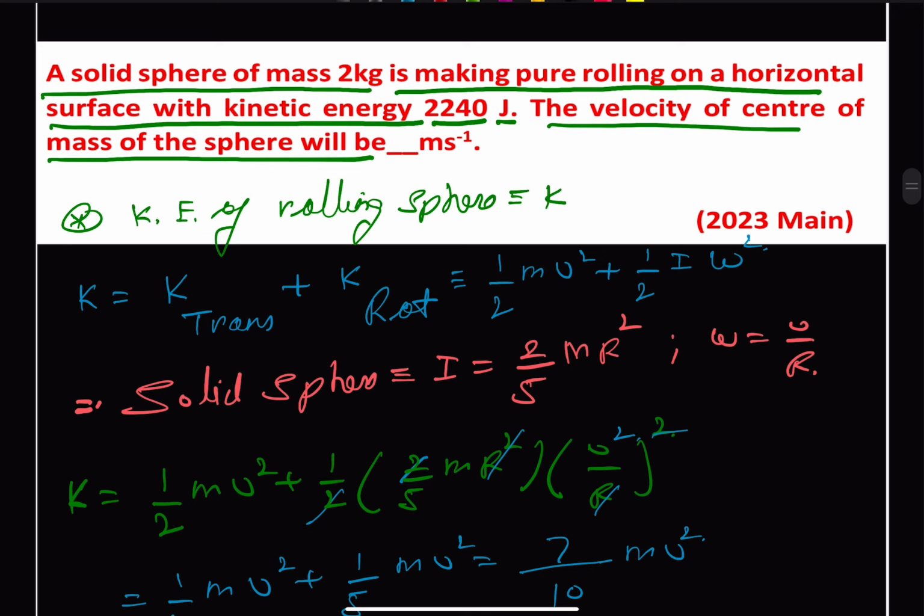Center will be 40 meter per second. Next question.